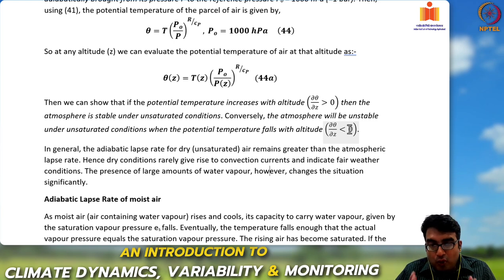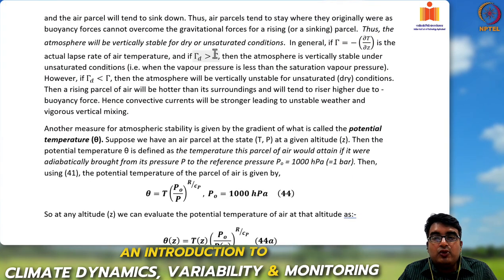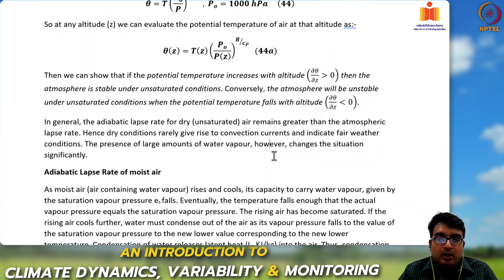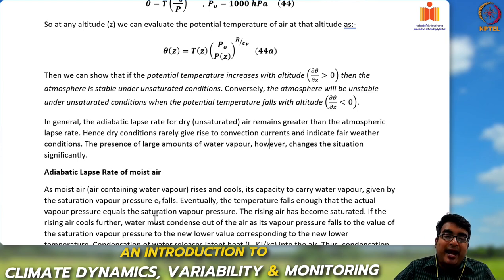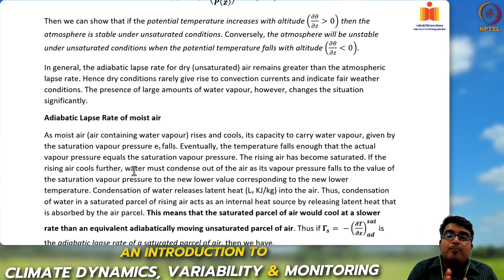However, one needs to note that in most locations, the adiabatic lapse rate for dry air remains greater than the atmospheric lapse rate. Okay. So this expression is usually satisfied. Hence, dry conditions rarely give rise to convection currents and indicate fair weather conditions. However, the presence of large amounts of water vapor will change the situation significantly, and this is what we will go next up. So let's look at the adiabatic lapse rate when we are looking at moist air or saturated air. Okay.